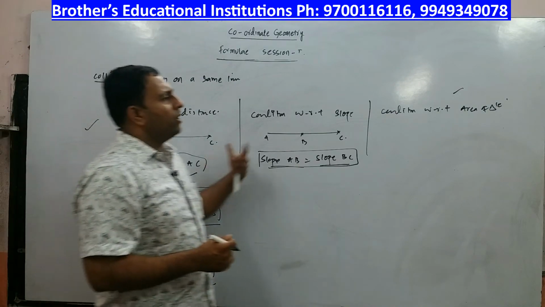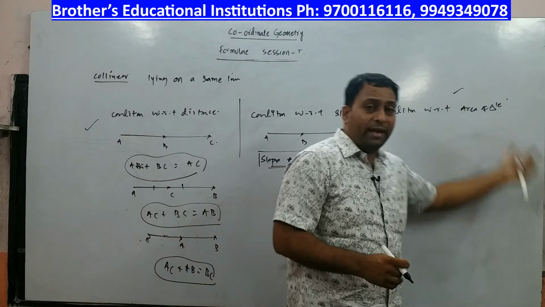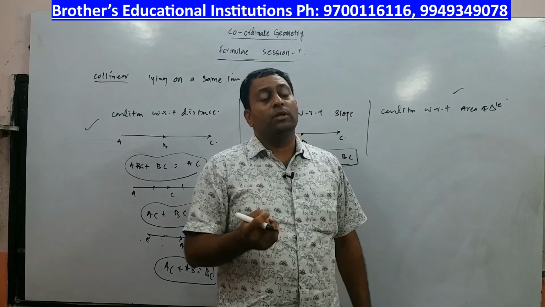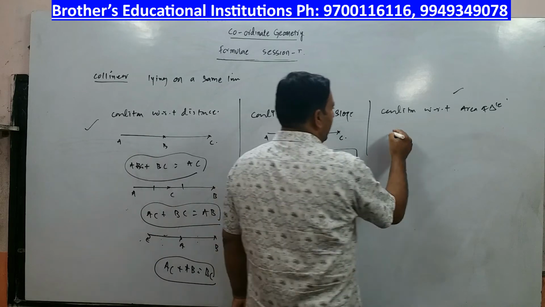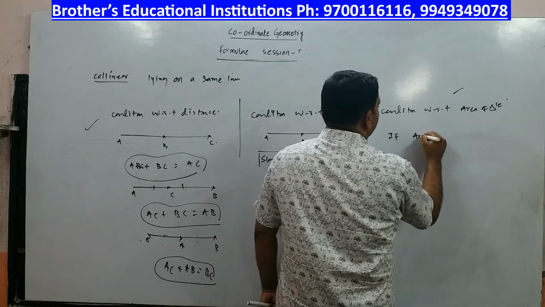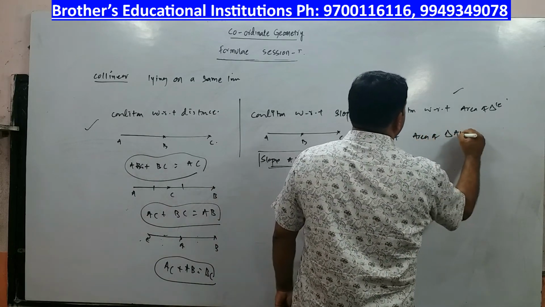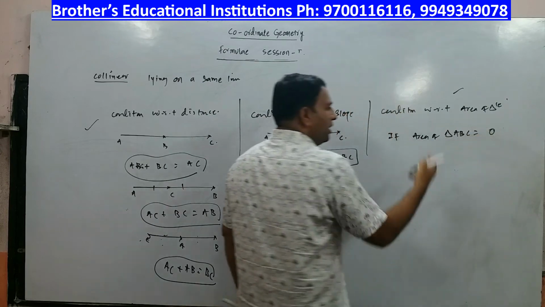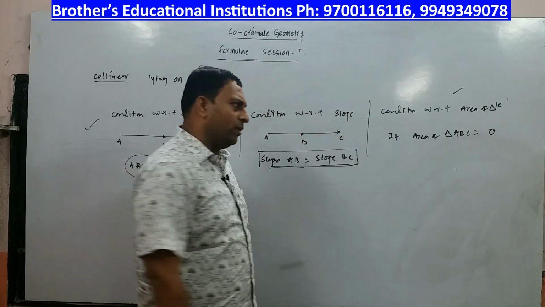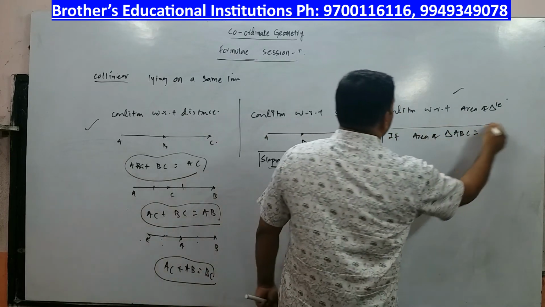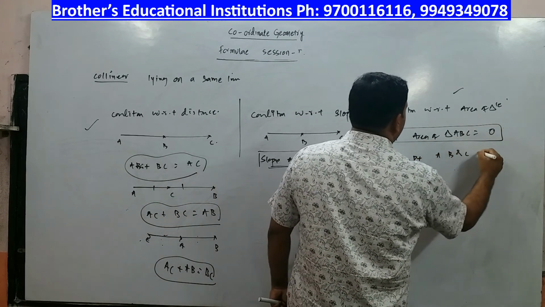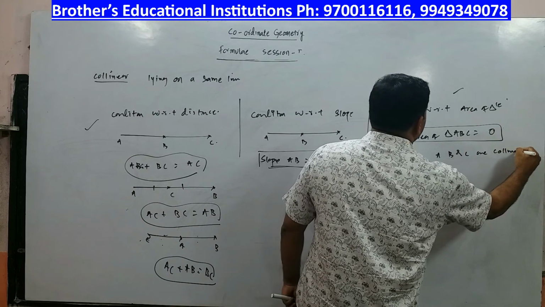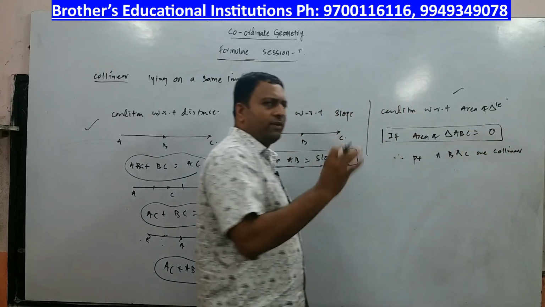Alright. Now, what is the condition with respect to area of the triangle? For that, we must know the formula for area of the triangle. Right now, if I say area of triangle ABC formed is 0, then you will say points A, B and C are collinear, right? Irrespective of the order of the points, the area of the triangle formed is 0.